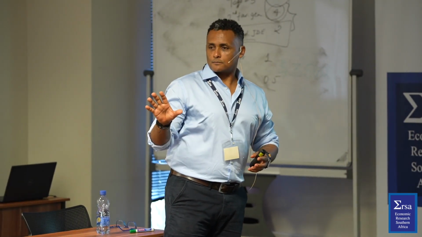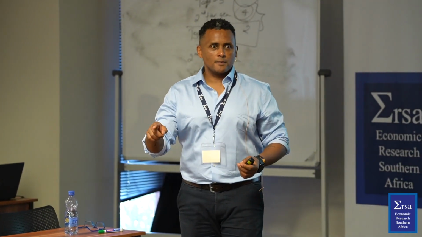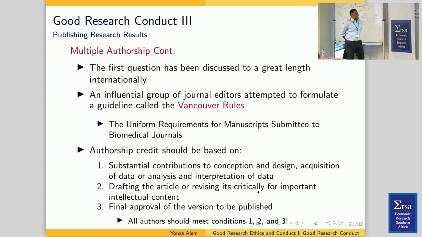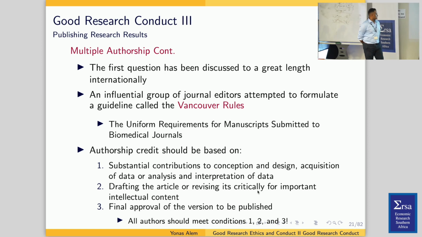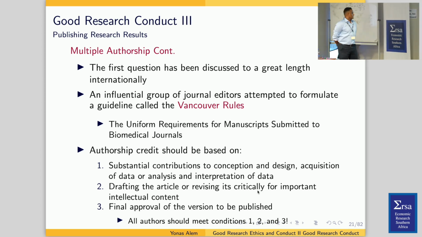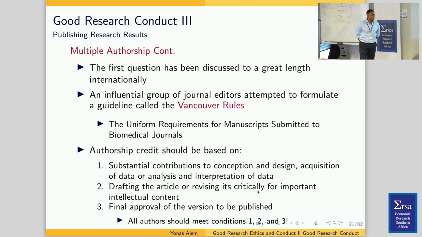The Vancouver Rules: the uniform requirements for manuscripts submitted to biomedical journals. The authorship credit should be based on these three requirements, so we're answering the first question. What's the first question? Who should be a co-author? The next question would be how the names should be ordered. One, each author should have substantial contributions to conception, design, acquisition of data, or analysis and interpretation of data. Two, drafting the article or revising it critically for important intellectual content. Three, final approval of the version to be published. Each author should meet conditions 1, 2, and 3.